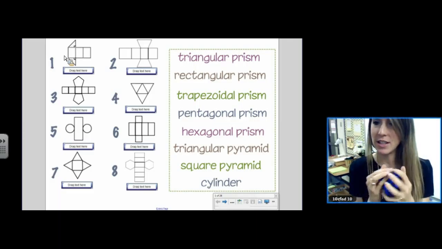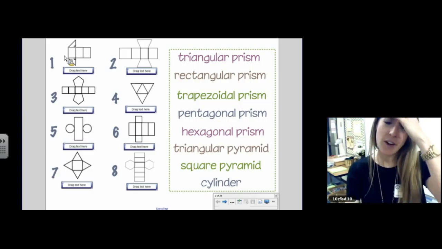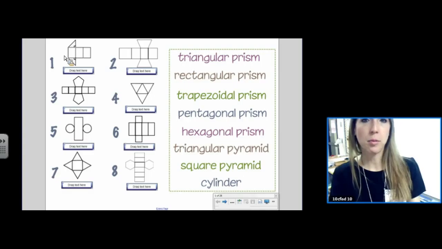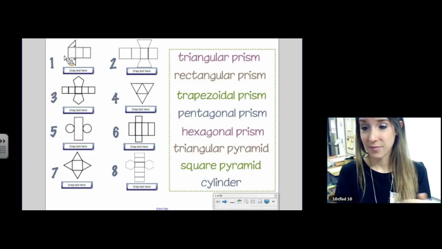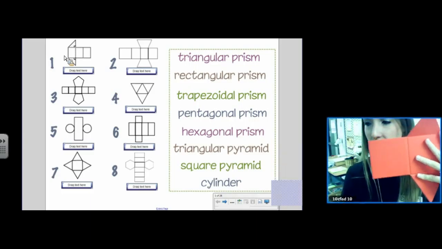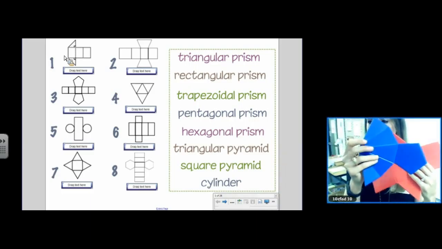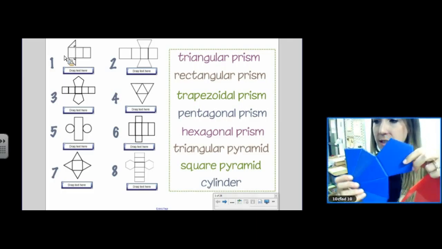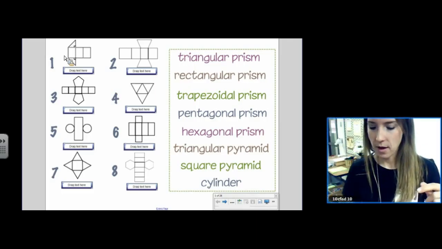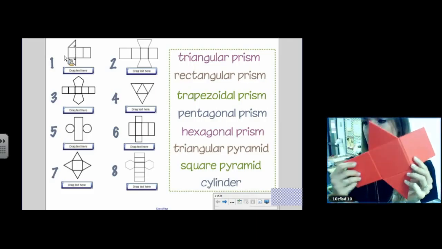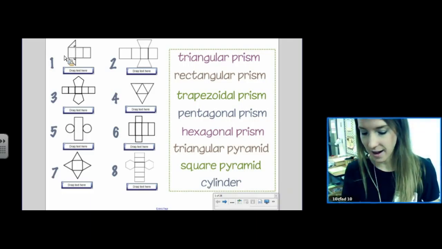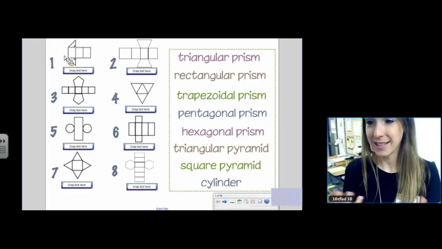So let's go through what each of these nets are called. First of all, let's compare and contrast what we see. Can you tell automatically which ones are prisms and which ones are pyramids? Prisms have two bases and the pyramids have one. When you unfold a pyramid, you've got a base and you've got lots of triangles. But when you unfold a prism, you have two bases and you have rectangles. So that can give me a clue as to which word to pick.